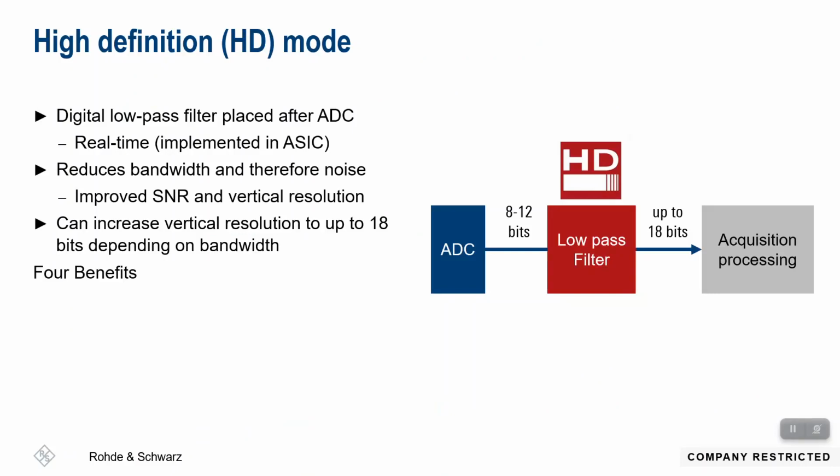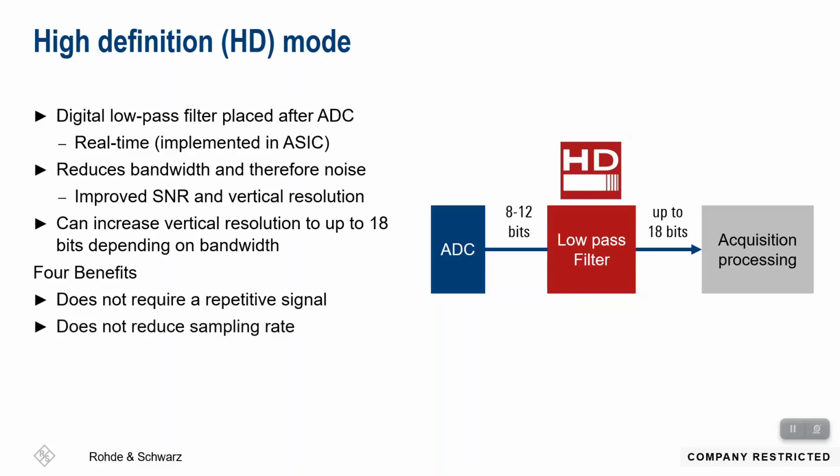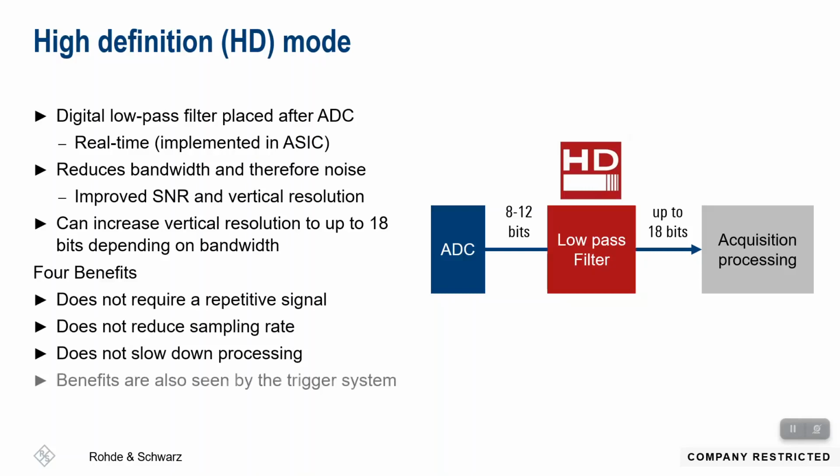It's implemented in hardware in an ASIC by Rohde & Schwarz, and it improves your signal-to-noise ratio and vertical resolution and decreases noise. There are 4 main benefits. It does not require a repetitive signal, so you can do this in single-shot mode. It does not reduce sampling rate. It does not slow down processing since it's done in hardware. And the digital trigger also sees this signal. So you have an even better, cleaner signal for the trigger to see.